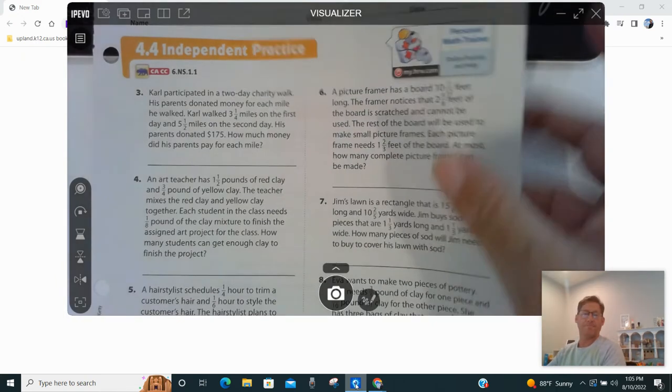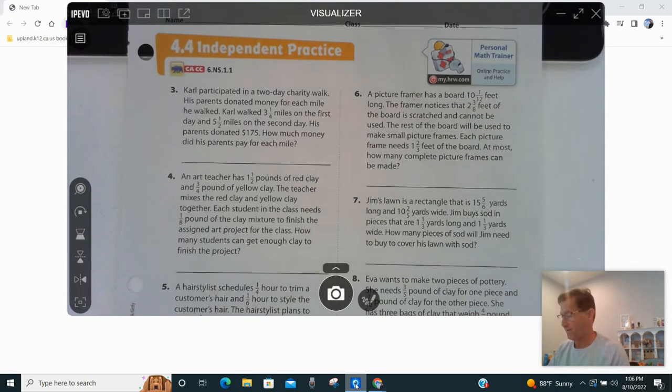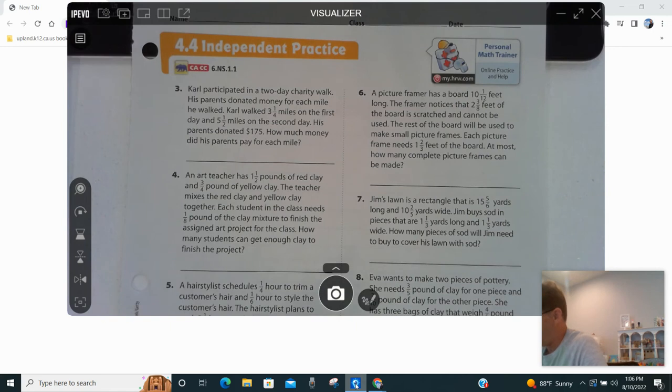Okay, number 3. Carl participated in a 2-day charity walk. His parents donated money for each mile he walked. Carl walked 3 1/4 miles on the first day and 5 1/2 miles on the second day. His parents donated $175. How much money did his parents pay for each mile?